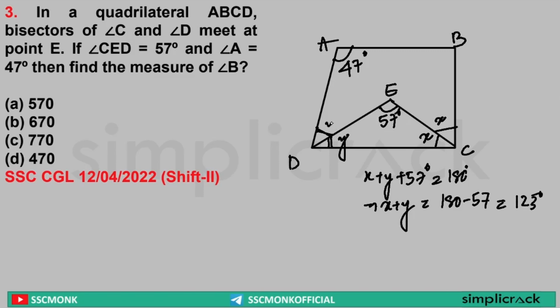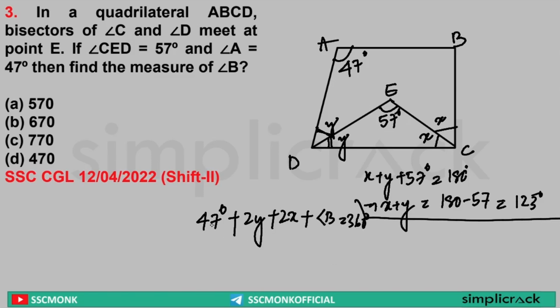Now see, this will also be Y because this is an equal angle because of the bisector. So here, 47 degrees A, D is equal to 2Y, C is equal to 2X, plus angle B is equal to 360 degrees. Yes or no? Yes. Now 47 degrees plus 2 into X plus Y, that is 2 into 123 degrees, plus angle B is equal to 360 degrees.